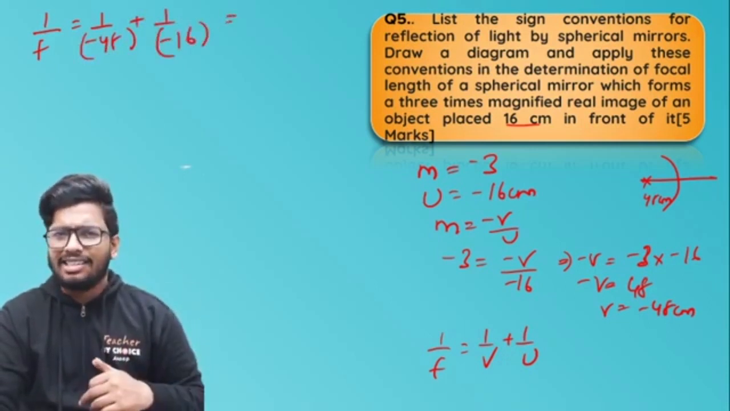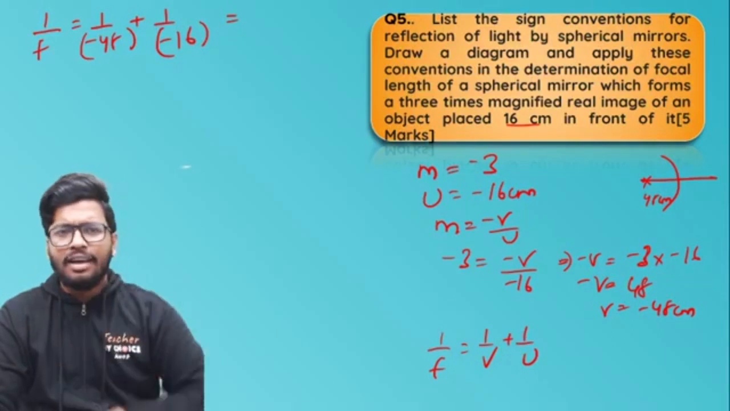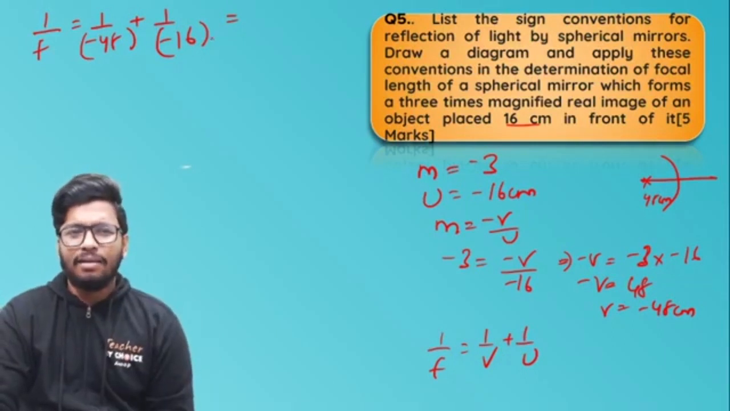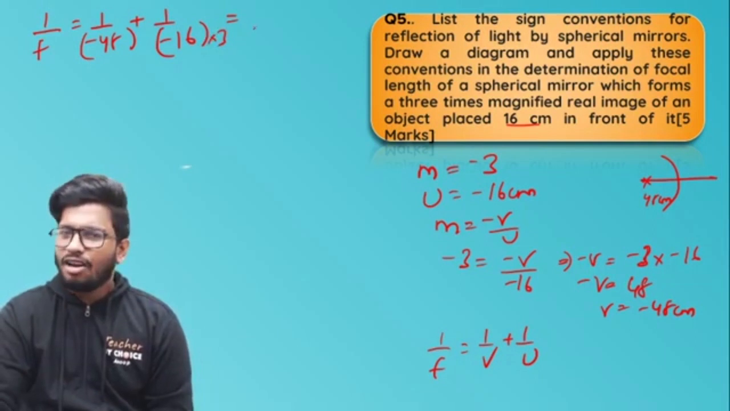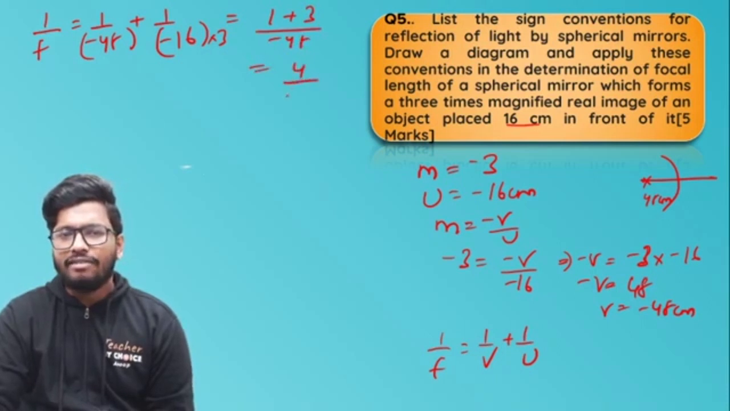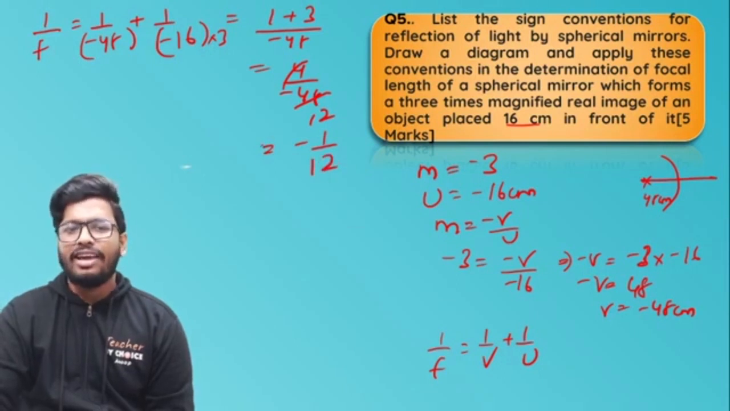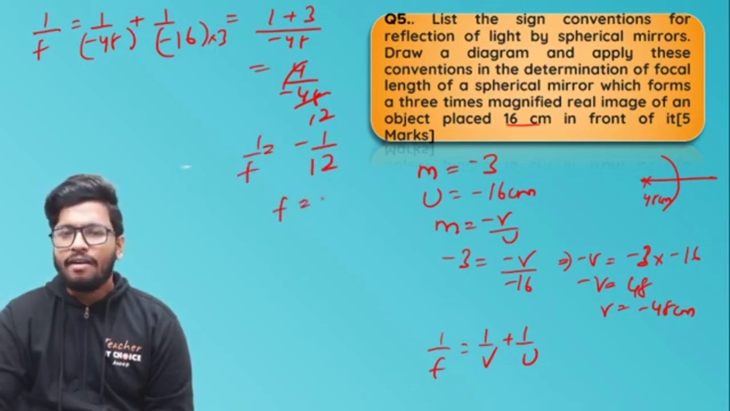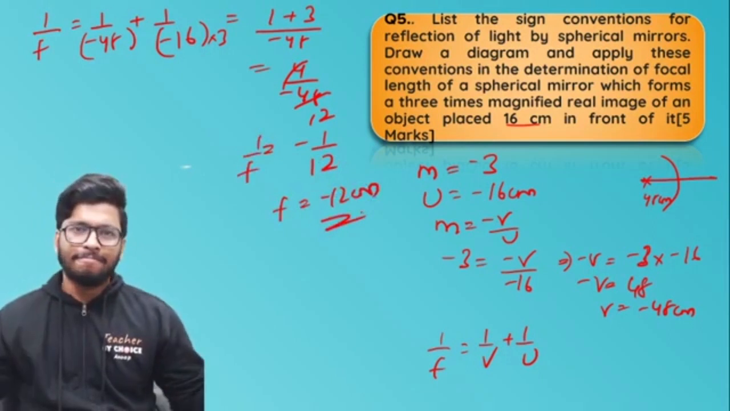So you can find out the LCM again. So 16, 3s are 48, so it'll be 1 plus 3 divided by -48. So you'll get 4 divided by -48. 4 1s are 4, 4 12s are 48. So you'll get -1 by 12 is equal to 1 by f. So what is f? -12 centimeter.